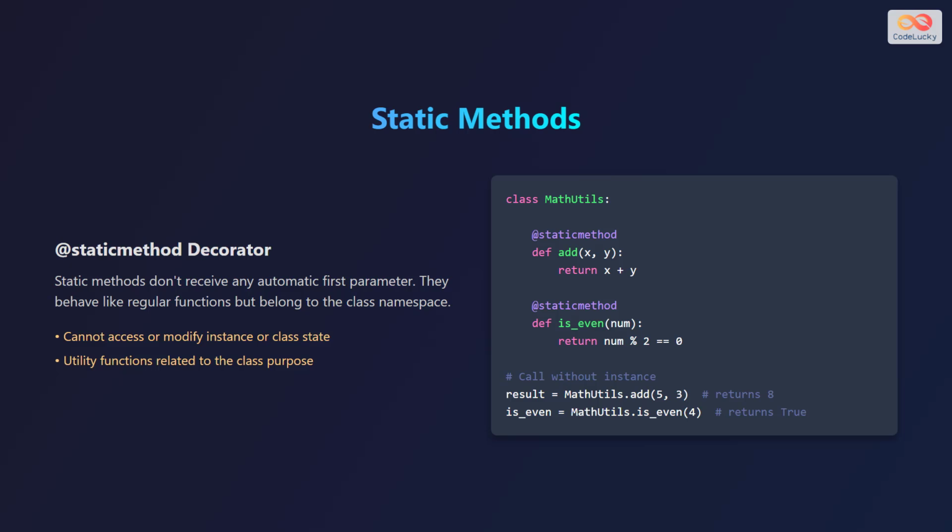Look at the MathUtils class. It contains two static methods: add, which takes two arguments and returns their sum, and is_even, which takes a number and returns True if it is even. These methods can be called directly on the class, without needing to create an instance. For example, MathUtils.add(5, 3) returns 8, and MathUtils.is_even(4) returns True.